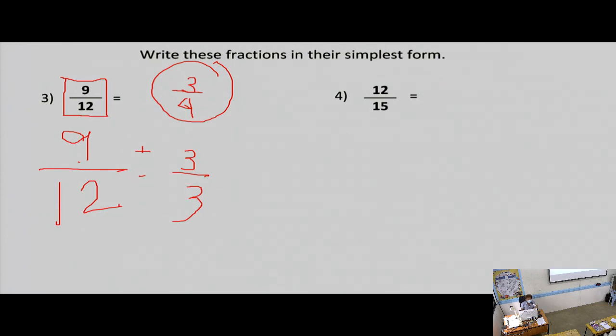Yeah. Okay, how about number 4? What's the simplest form? Anyone? Okay, it's 4 over 5. Again, that is 12 over 15. So these are both divisible by 3. 12 divided by 3 is 4, 15 divided by 3 is 5. That's why we have here 4 over 5. Next.